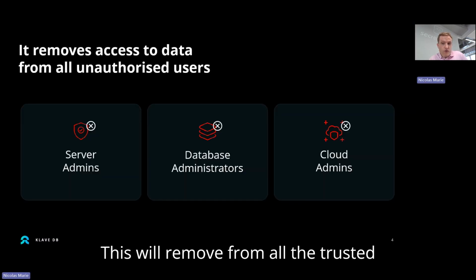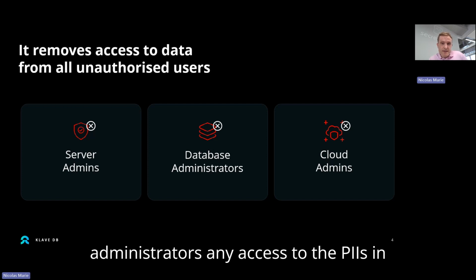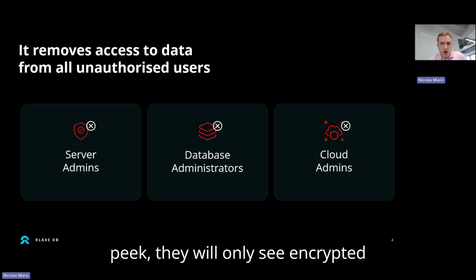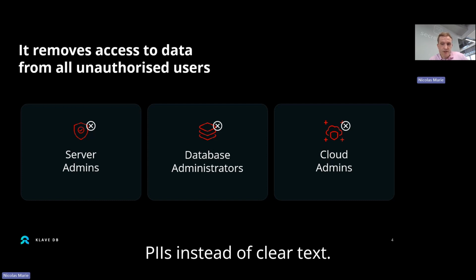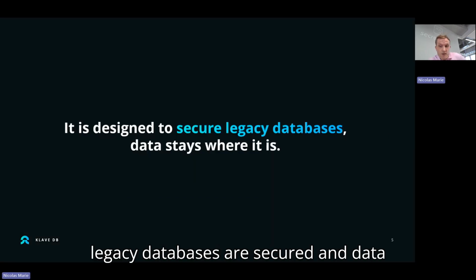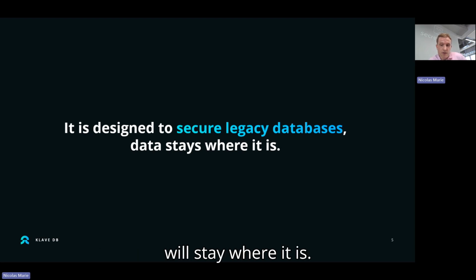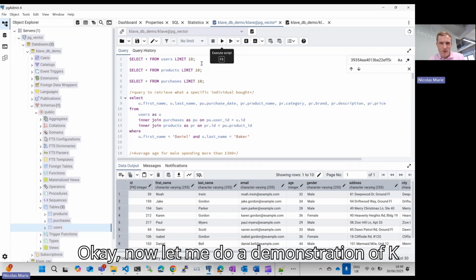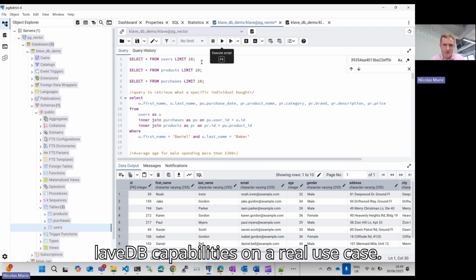This will remove from all the trusted administrators any access to the PIIs in clear text. If they ever try to have a peek, they will only see encrypted PIIs instead of clear text. Basically, thanks to Klave DB, your legacy databases are secured and data will stay where it is. Okay, now let me do a demonstration of Klave DB capabilities on a real use case.